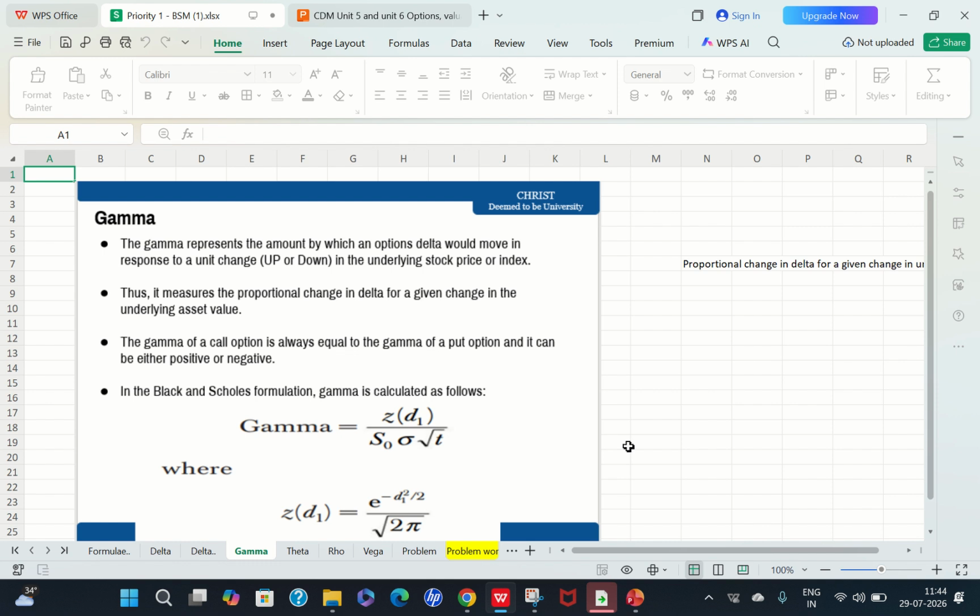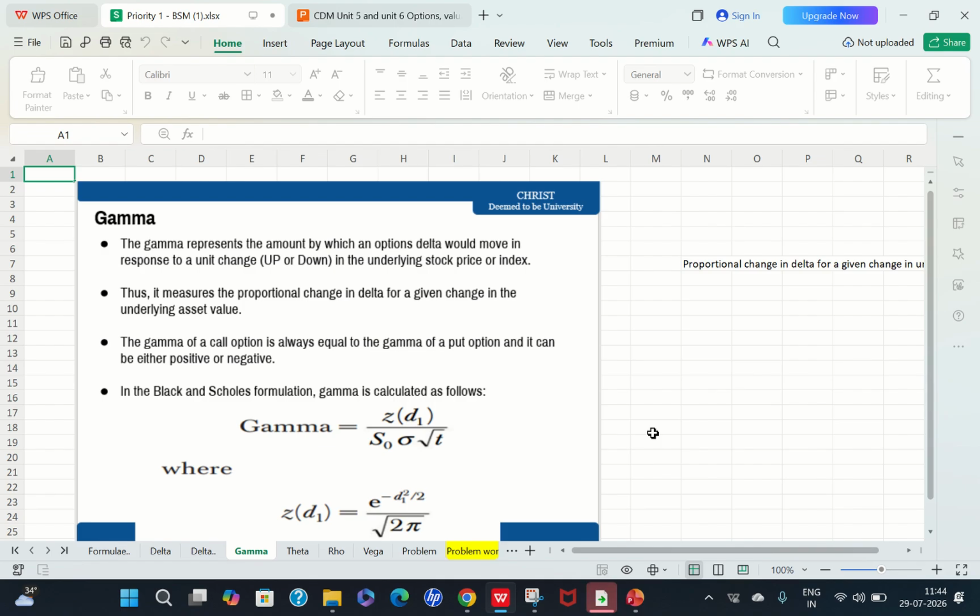Next, coming to the part of gamma. The gamma of put and gamma of call are almost the same and can be either positive or negative. Gamma is normally calculated as Z1 divided by Z0 sigma into root T. It is actually a proportional change in delta. So gamma is a continuity of your delta.